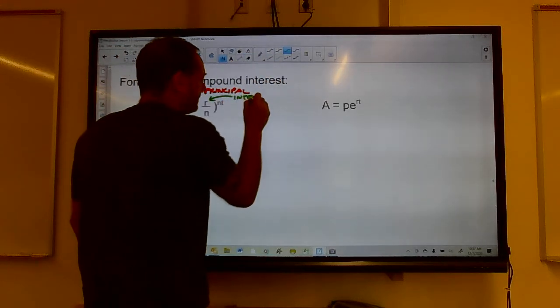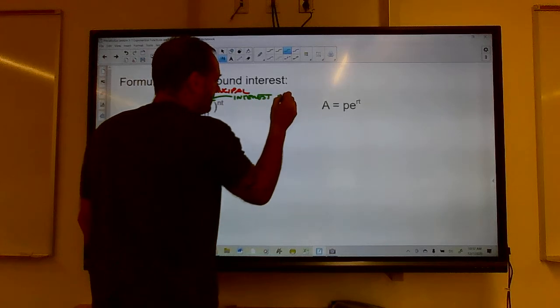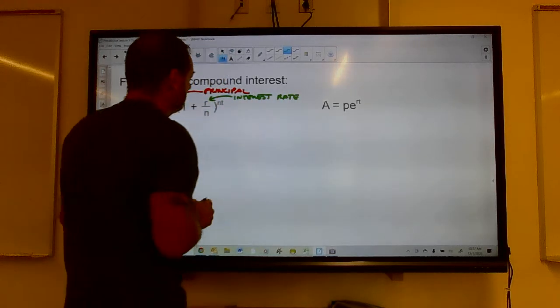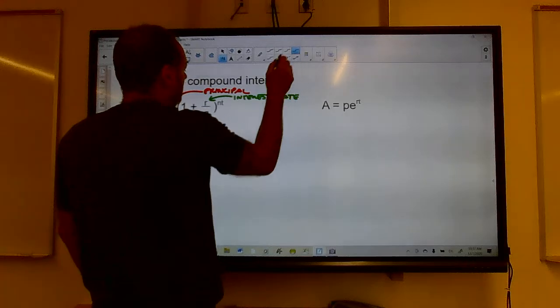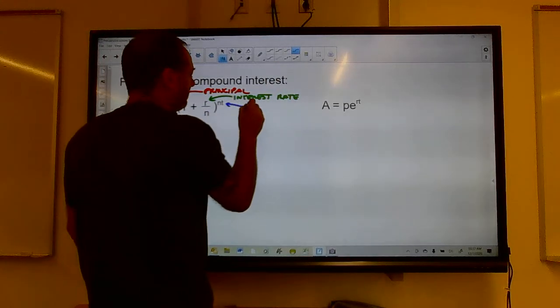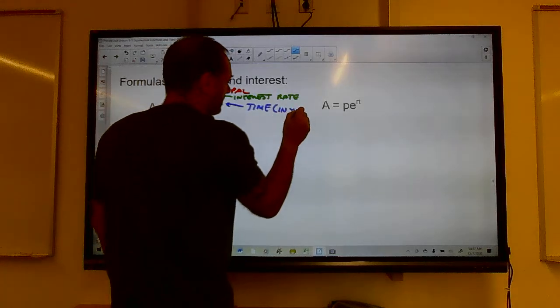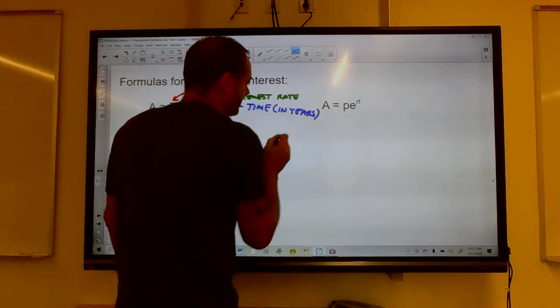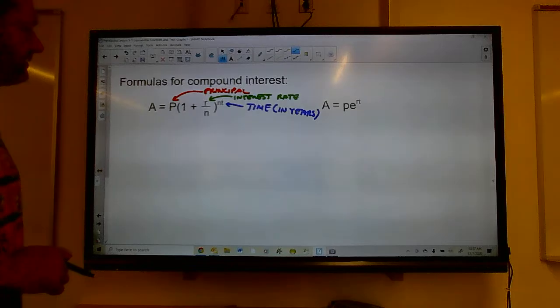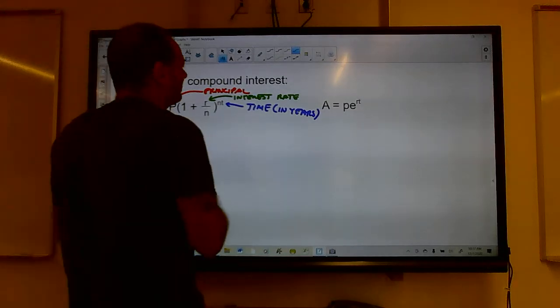Interest rate. Okay, T stands for time, and it's always in years. So if you're doing something for months, you got to convert it to years as a fraction of a year. Now, what's this N thing?